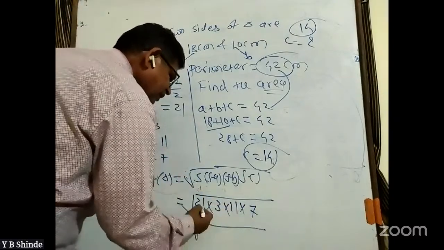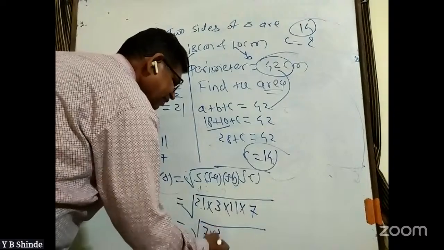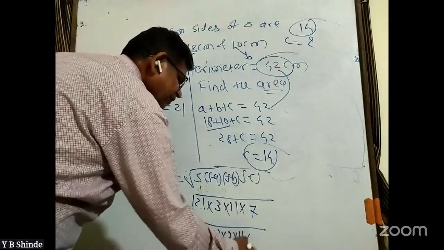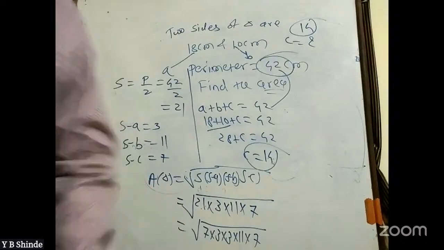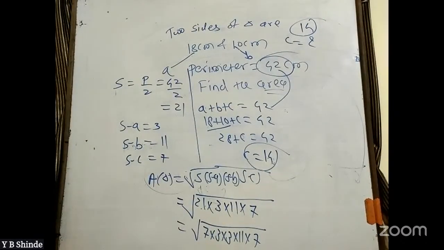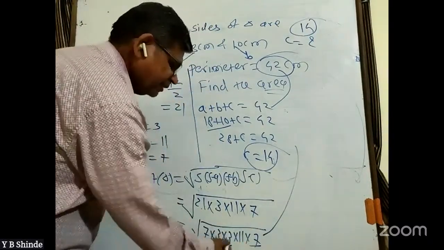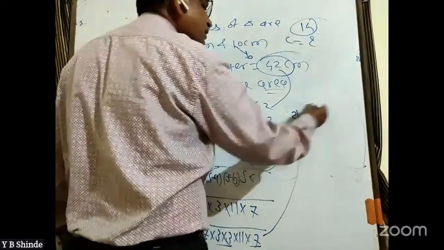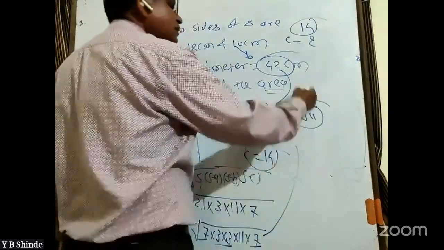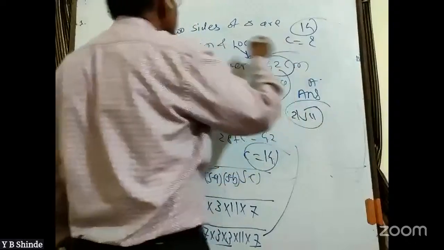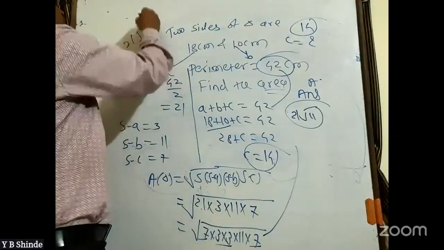Now, can you factorize it? Yes, very simple. 21 can be factorized as 7 into 3 into 3 into 11 into 7. Okay, very simple. Your answer will be what? 7, 7, 3, 3. 7 threes are 21, root 11 is your answer. This is the area of the triangle. 21 root 11.